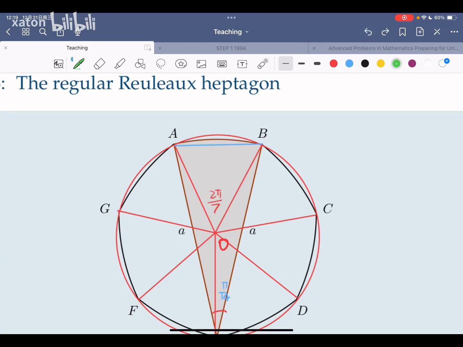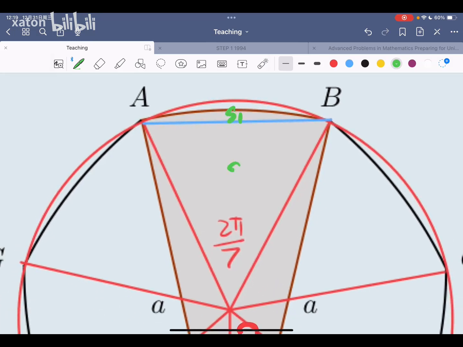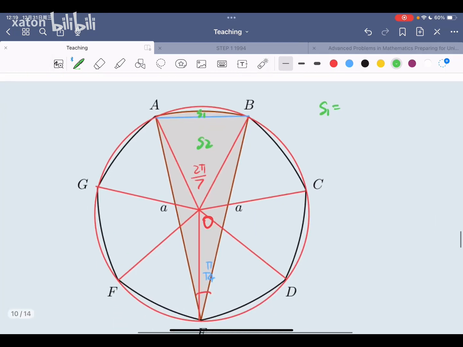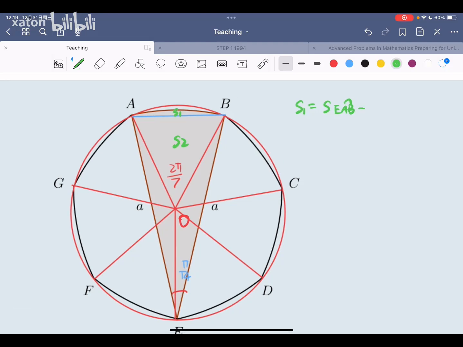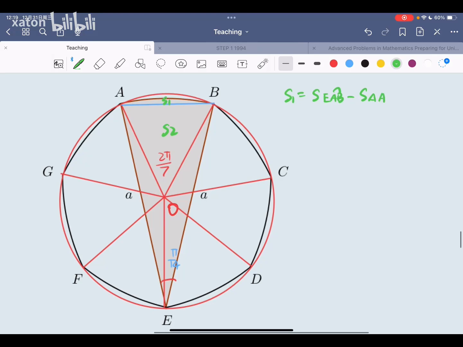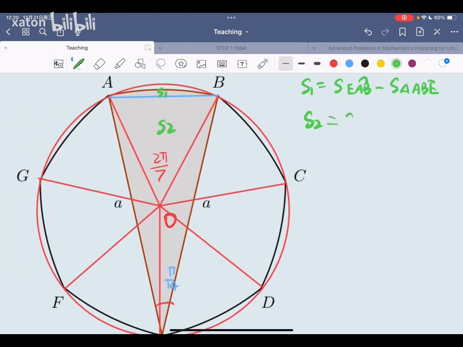How are we going to solve that? I divided it into 2 parts. The first part is this, second part is this. So S1, the first part, actually equals the area of the sector AEB minus the area of the triangle ABE. Here we go. And for part 2, the second part, it is just a triangle, the area of triangle AOB.